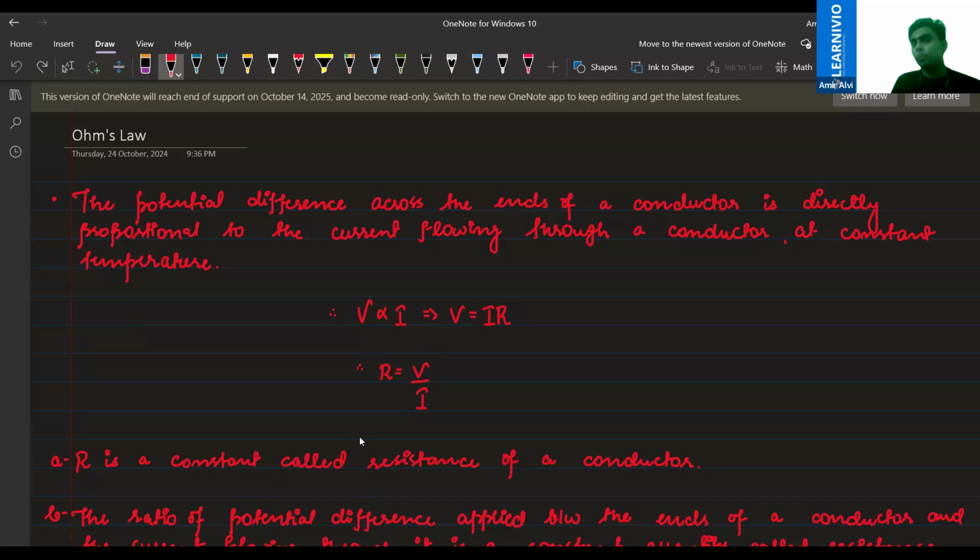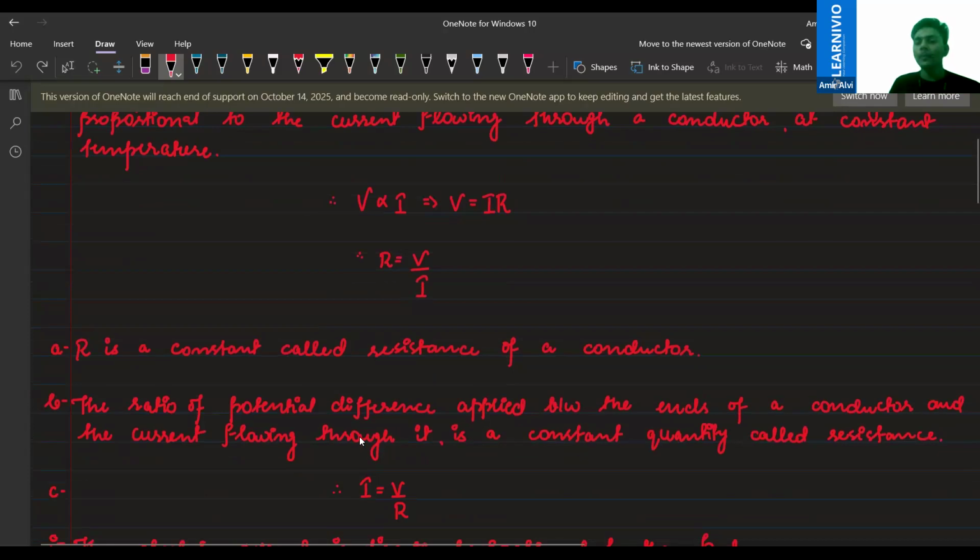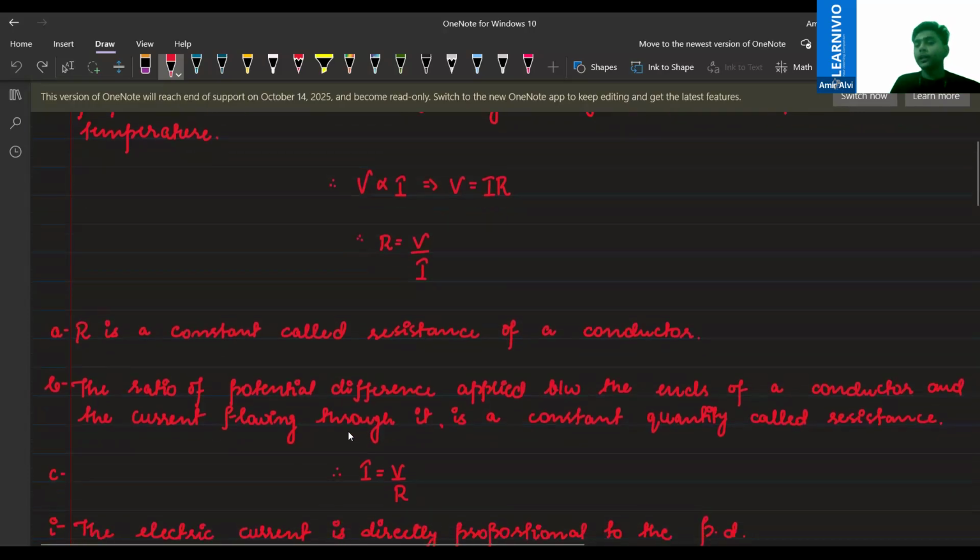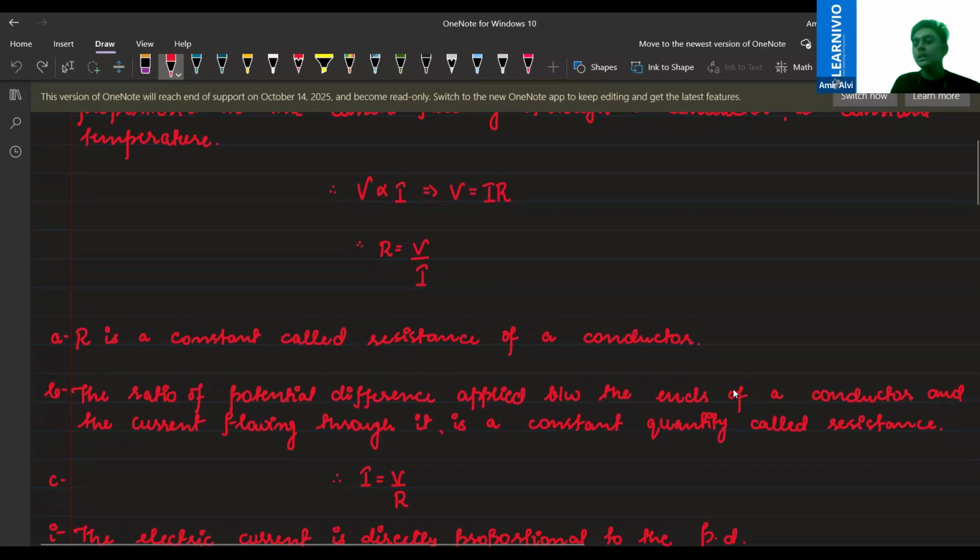Resistance is a property of a conductor which does not allow the electrons or the electric current to flow through it easily, just like friction. When we walk or slide, there is some friction which does not allow the forward motion. Similarly, the resistance of the conductor does not allow the flow of electrons or electric current. The ratio of potential difference applied across the conductor and the current flowing through it is a constant quantity which is called resistance.